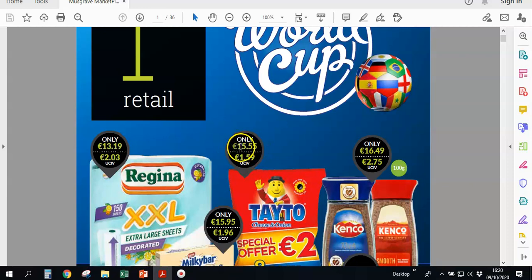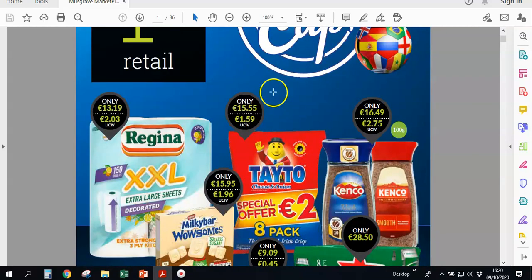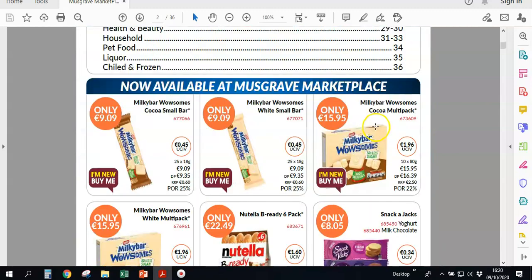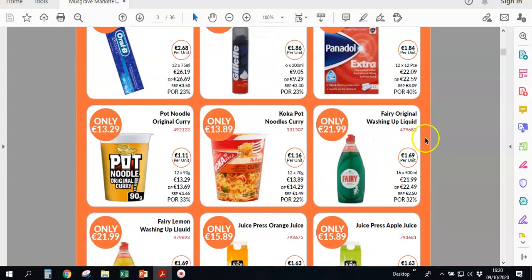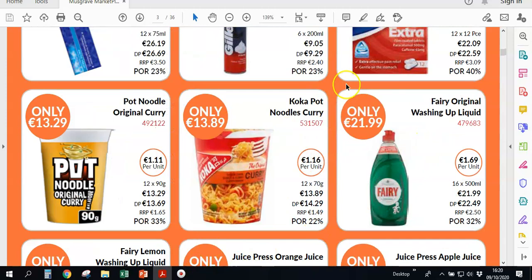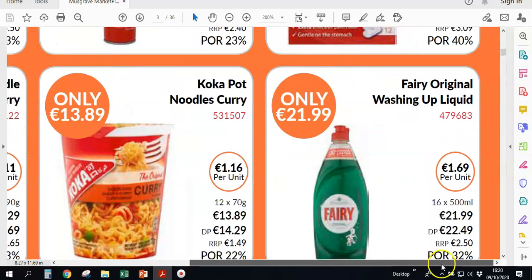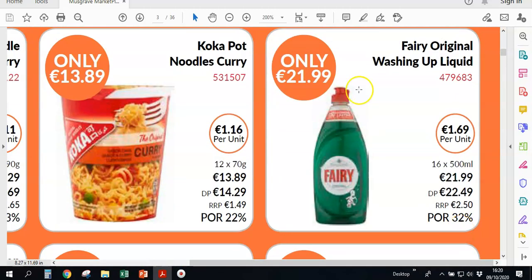So this is the case price, and UCIV stands for unit cost including VAT. So it depends how many big packs of potato are in a box or a case. So if we come down and take one example just to show you, take for example maybe Fairy Liquid there as one good one. All right, let's see here. So the Fairy Liquid there, it's $21.99 a case because of course these are sold in boxes, and you're told there's 16 bottles in a case.